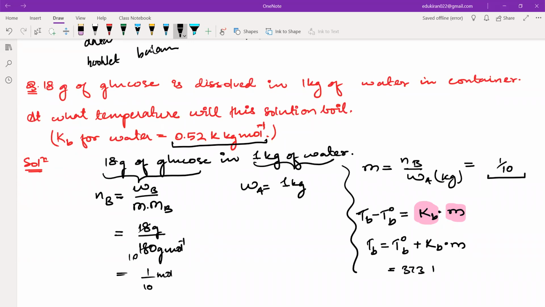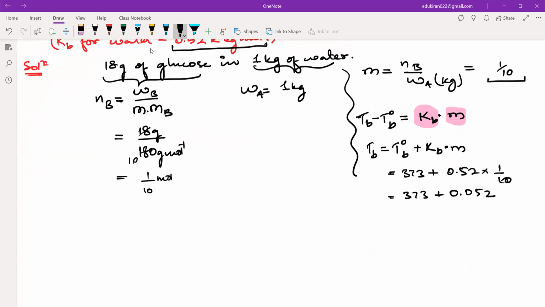We take 373 plus, what is KB? KB is 0.52 into 1/10. This will be equal to 373 plus 0.052. Here take 373.15, okay? Take this as 373.15. If you take 373, then the boiling point you write in the answer will be even less than water. That is, you write 373.15, that is the exact one.